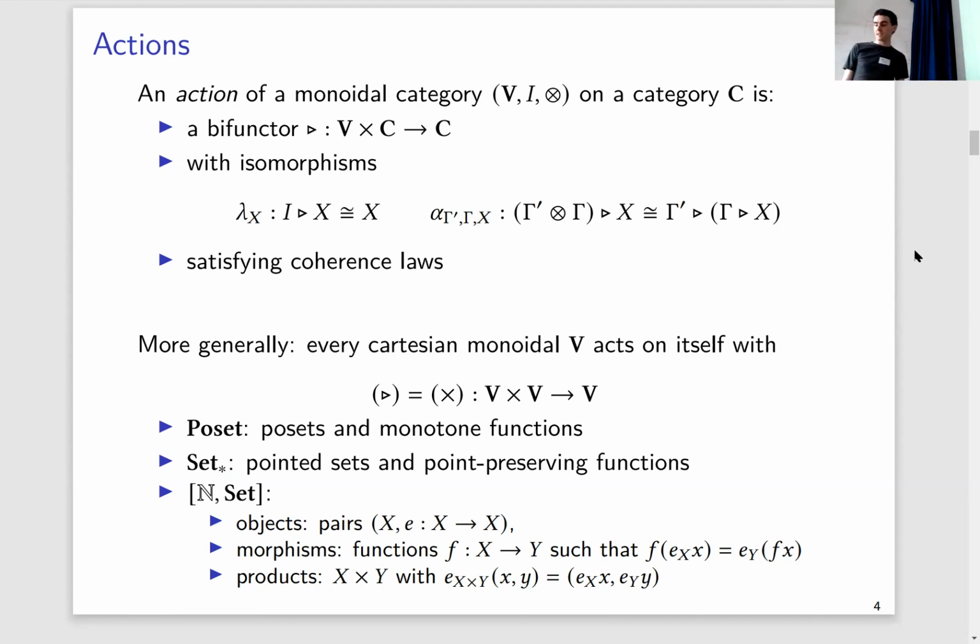These examples will demonstrate a few different things about strength. All of my examples are just Cartesian categories for this talk. I really don't need this much generality, but I want to mention actions for another reason.